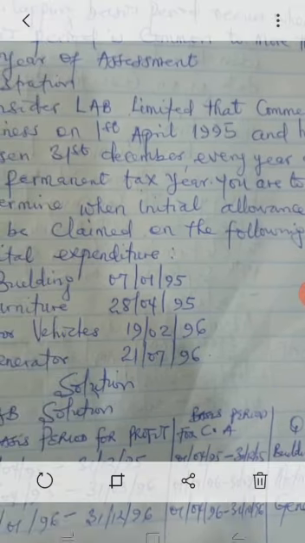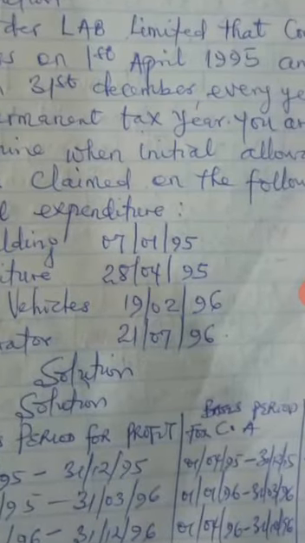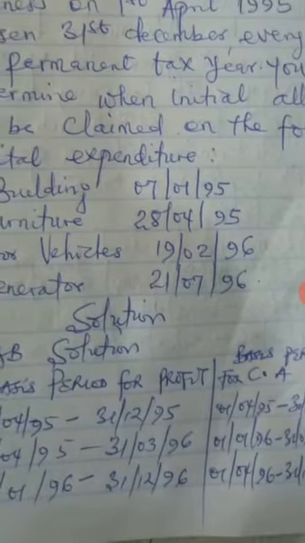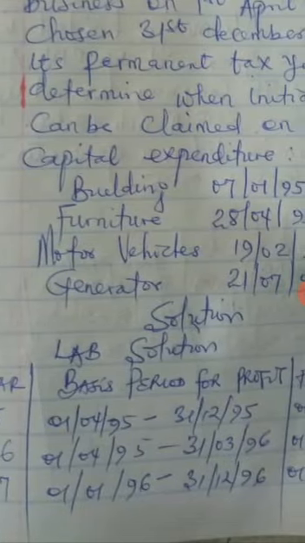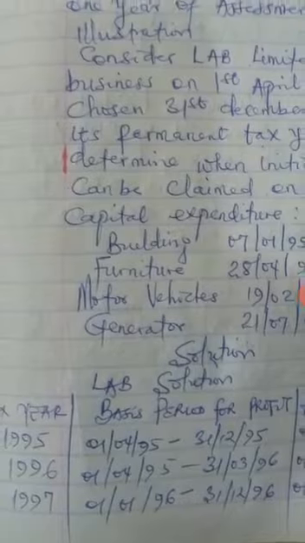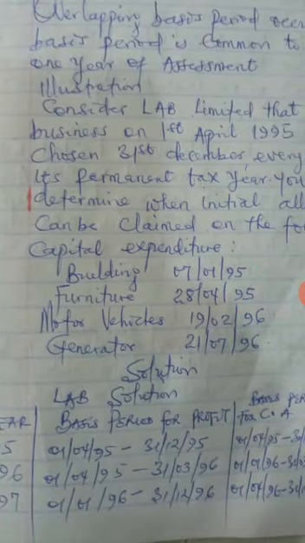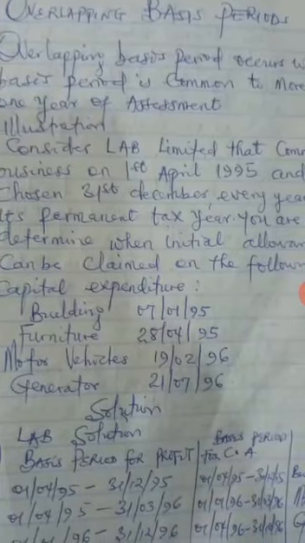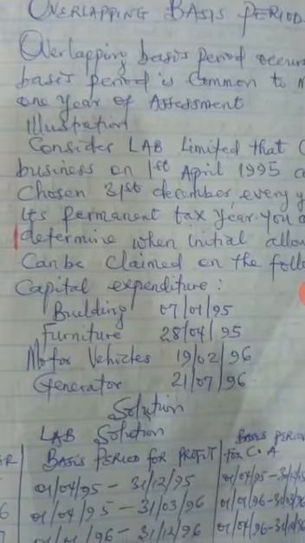So looking at it, the building was purchased on the 7th of January 1995. And note that when this building was purchased, the business had not commenced. The business commenced on the 1st of April 1995, and we were told that the building was bought on the 7th of January 1995.